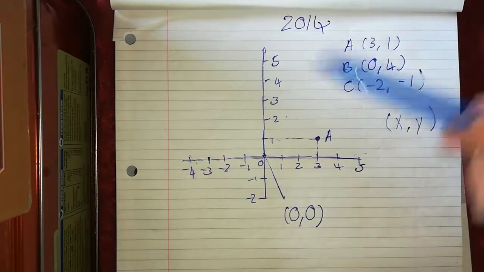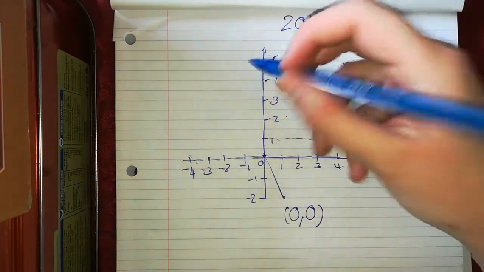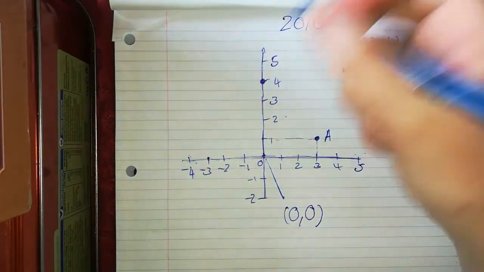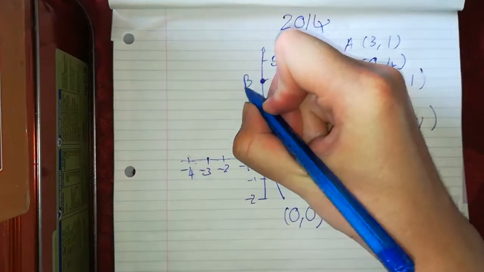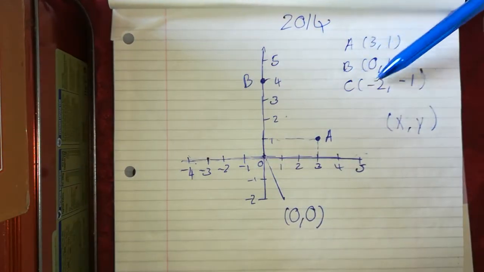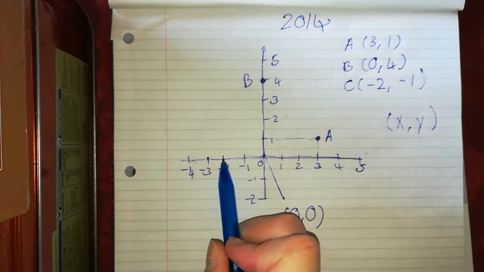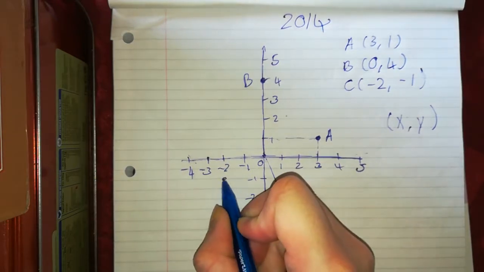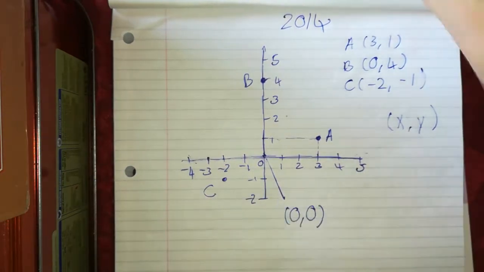So if we want to plot (0, 4), it's 0 for x, and then 4 for y. So this is B, which is (0, 4). And then if we want to plot (-2, -1), we have to go across -2, and then down -1. So this point here is C.